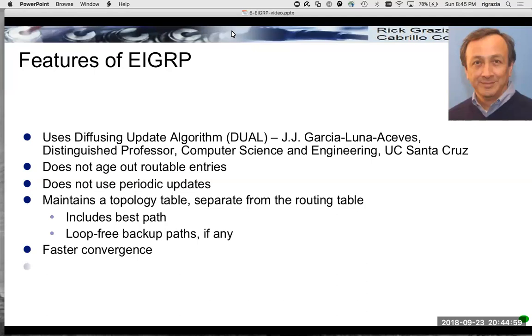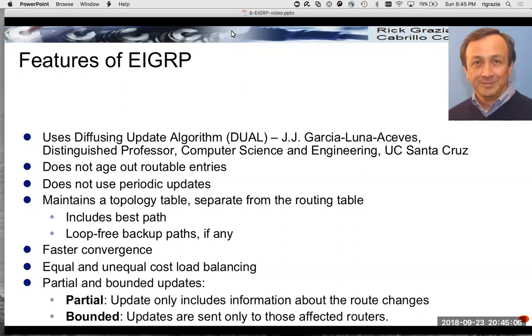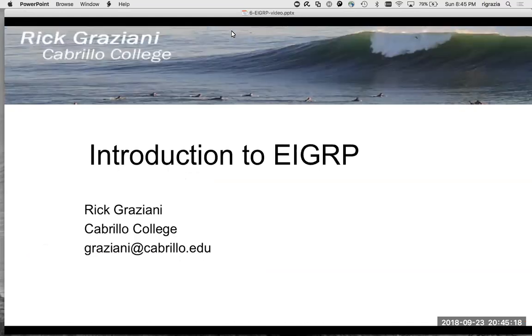Okay, but it does offer fast convergence, also equal and unequal cost load balancing, and these are other features of EIGRP, what we call partial and bounded updates. So those are just some of the features of EIGRP. All right, we'll be talking much more about EIGRP in later videos.